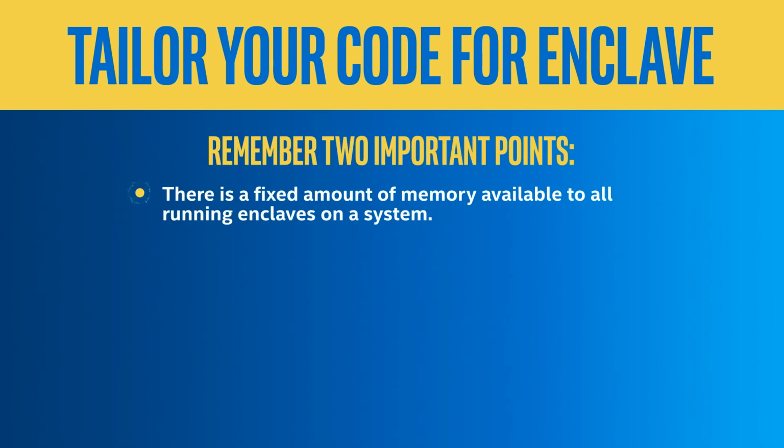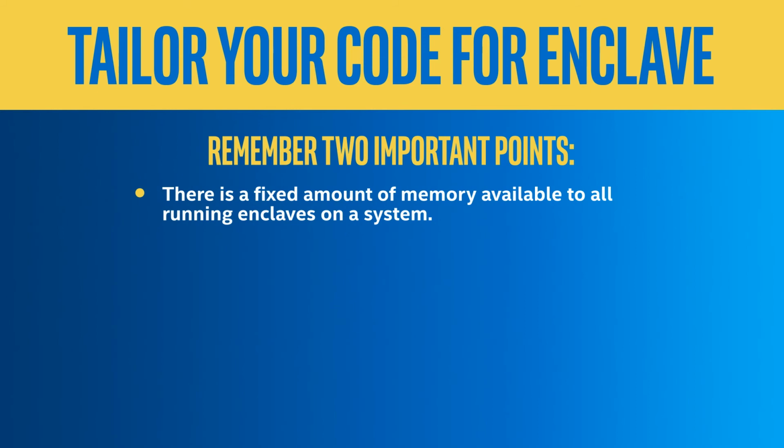Step 4. Tailor your code for the enclave. When writing your enclave and its interfaces, keep two important points in mind. The first is that there is a fixed amount of memory available to all running enclaves on a system. Enclaves should be kept as small as possible and should be destroyed when their secrets are no longer needed.